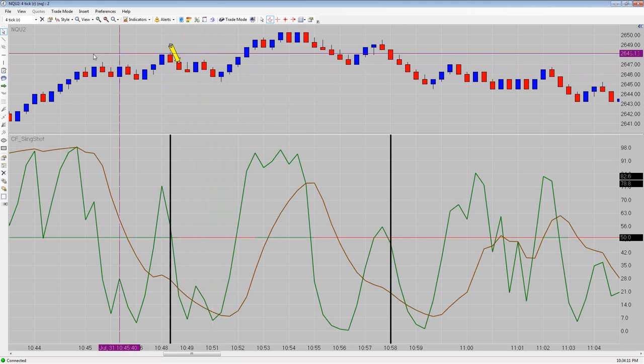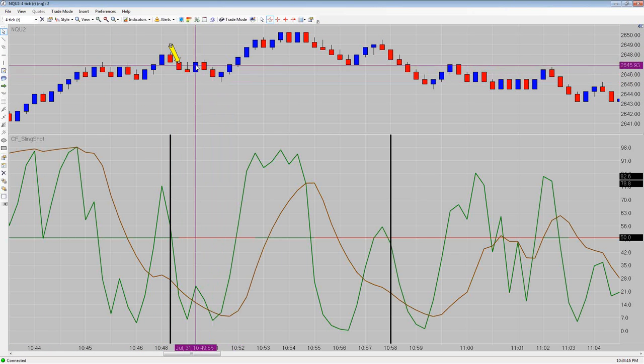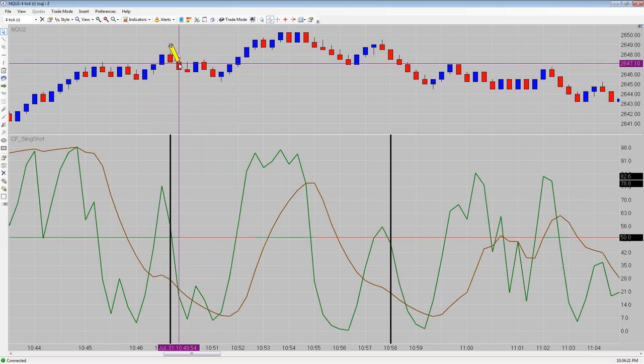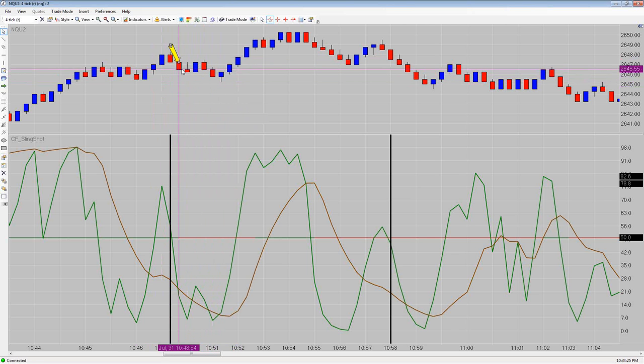Now, 2 points on the NQ, not a lot of money. It's 8 ticks. It's $40. But you know what? Once you get used to doing this, if it's 8 ticks at 40 bucks with 10 contracts, it's 80 ticks.